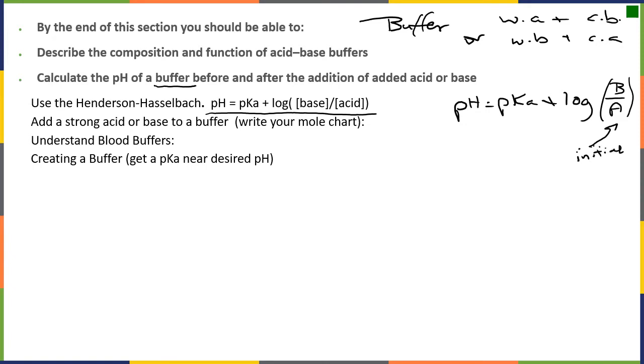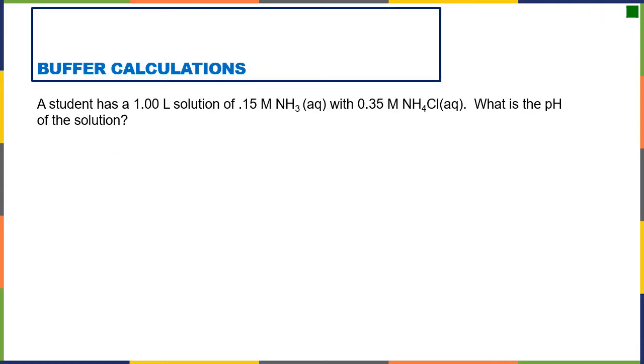Now what we're going to do is go through here and add strong acids and strong bases to the buffers, and we're going to need a new type of chart. We are going to need a mole chart. So give us a minute and we're going to get there. So let's start and make sure we can do buffers.